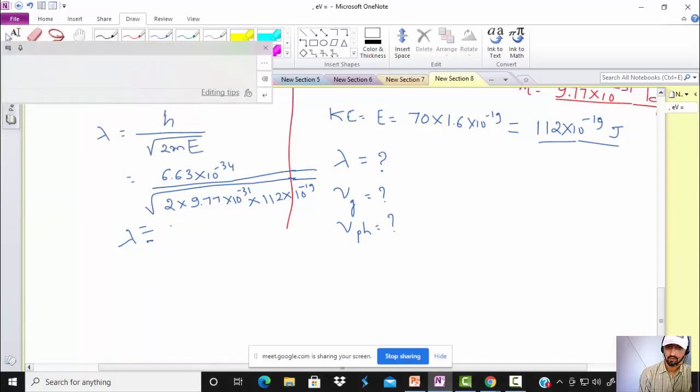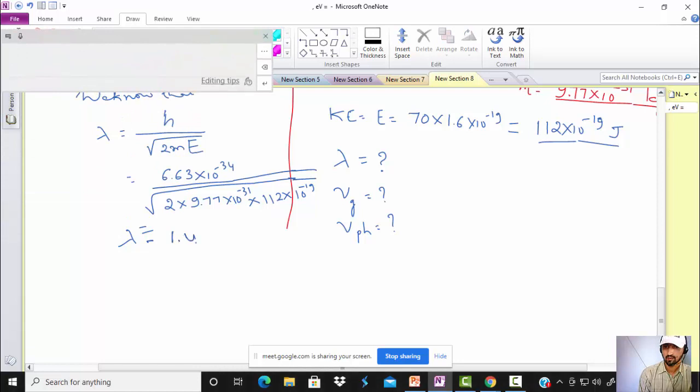The lambda is equal to 1.41 into, how much 10 power is it? Minus 10, yeah. The lambda is 1.41 into 10 power minus 10 meter.